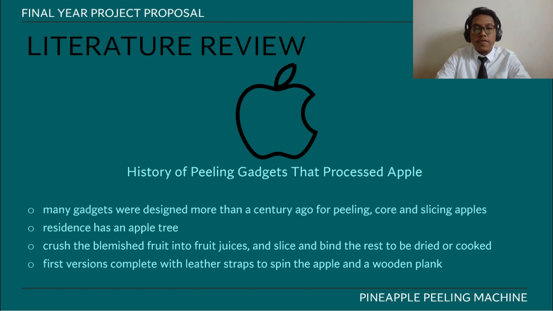To preserve their harvest, the family would store the most beautiful apples in the cellar, crush the blemished fruit into fruit juice, and slice and bind the rest to be dried or cooked into applesauce or apple butter. The first version of the apple peeler arrived in the late 1700s, complete with a leather strap to spin the apple and a wooden plank to sit on to keep everything in place.